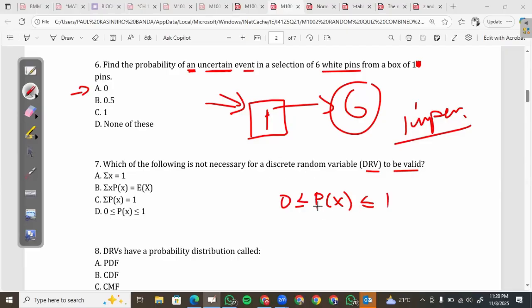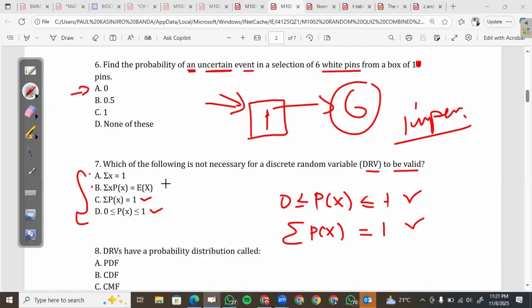And then for discrete random variables, we require that if I add all the probabilities, this is the summation of all the probabilities, then I should get a total of 1. So these two are the most important things for a discrete random variable to be valid. But now let's look at our options. This one, we've defined it there. This one, we've defined it there. So now I want to look for something that is false between this A and B.